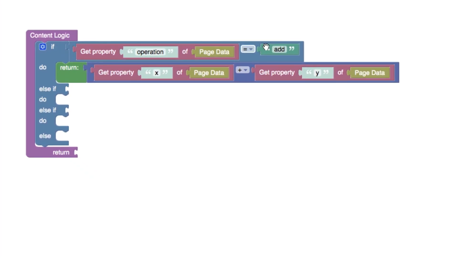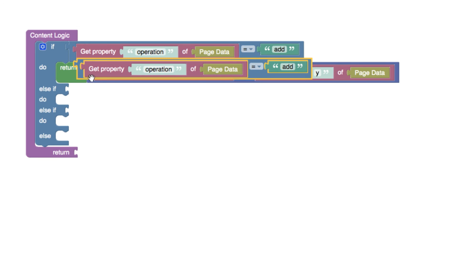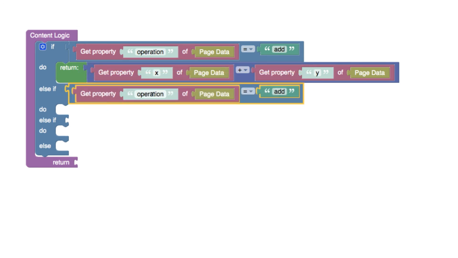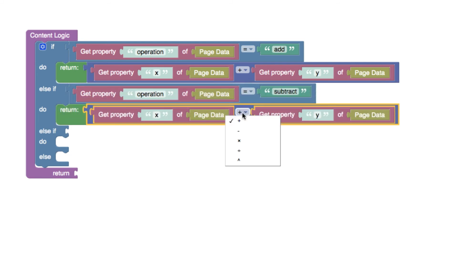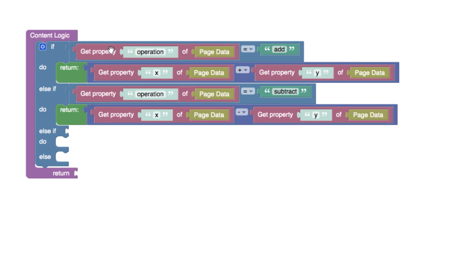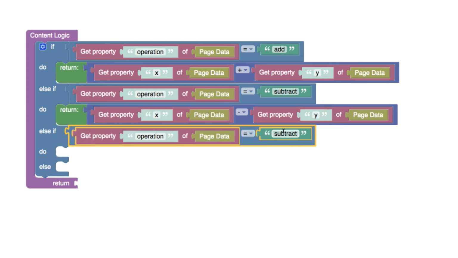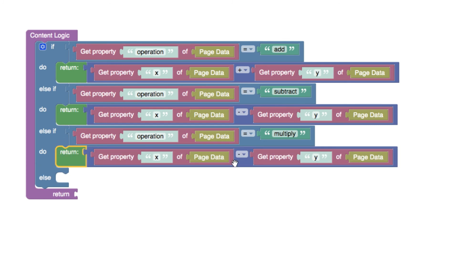So if it is add, then do this. Else, select this block, Command C, Command V, or Control C, Control V. And then in here, rather than add, we can check subtract. Then select return, Command C, Command V to copy, put it in here, and change this to minus. So as you can see, if it is add, then perform this function. Else, if it is subtract, then perform this function. And you could basically continue replicating this throughout. Multiply, and then once again copy this block and change it to multiplication.